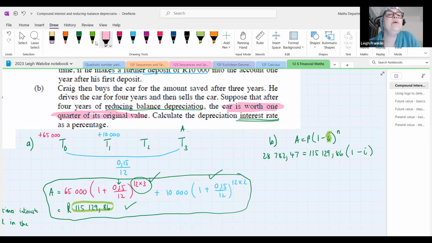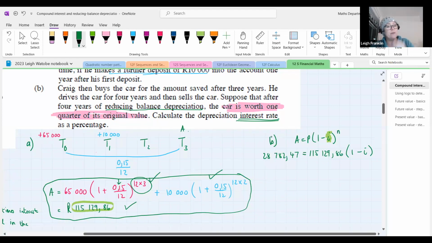Okay, and now we need the value of n. When it comes to reducing balance depreciation or linear depreciation, the compounding period never changes. It's always an annual rate, always compounded annually. That's because if it was compounded more frequently than that, the things that we buy would be worth very little very quickly.